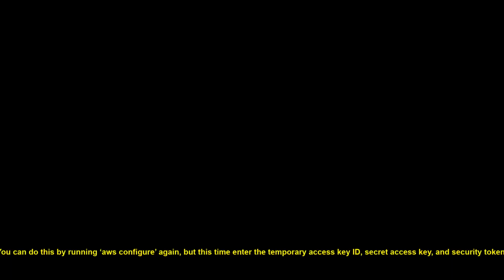You can do this by running AWS configure again, but this time enter the temporary access key ID, secret access key, and security token. With the temporary credentials set up, you can now access your S3 buckets.